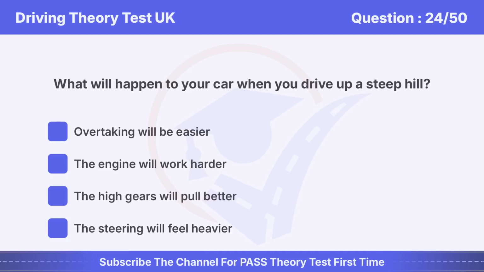Question 24. What will happen to your car when you drive up a steep hill? Option A. Overtaking will be easier. B. The engine will work harder. C. The high gears will pull better. D. The steering will feel heavier.